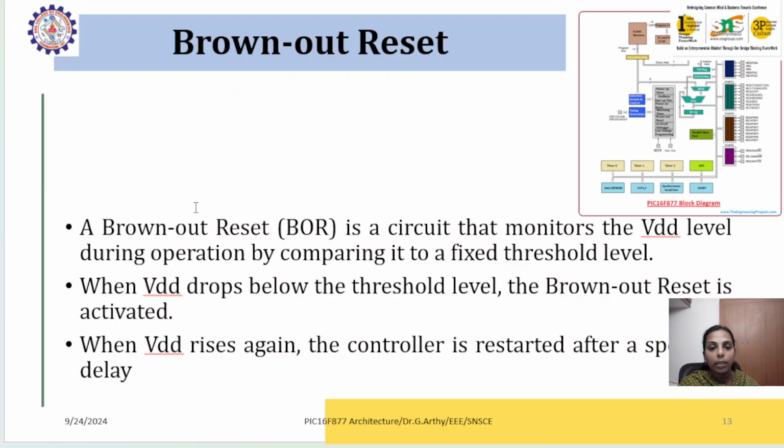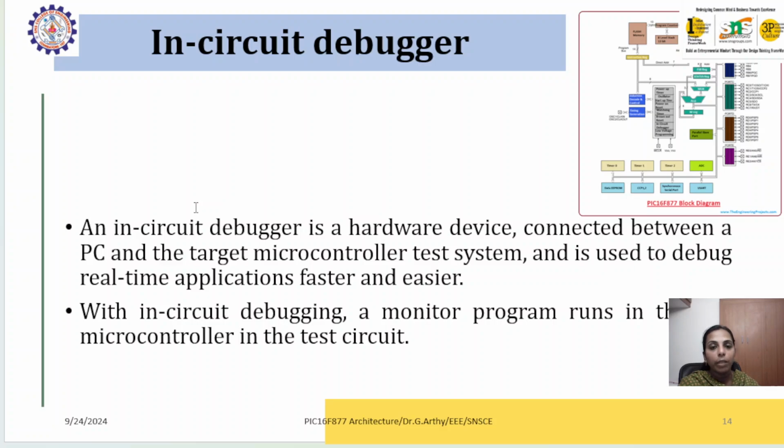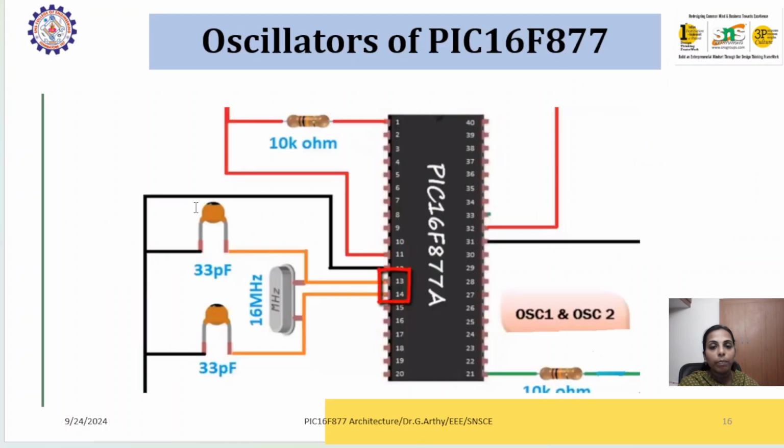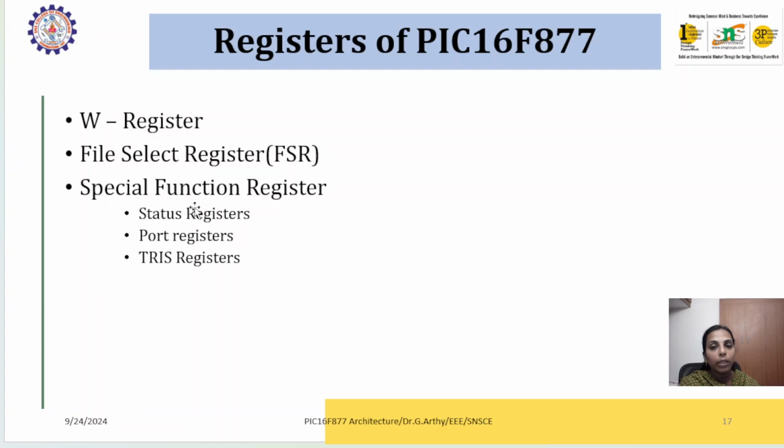Then brownout reset. Brownout reset is a circuit that monitors the VDD level during operation by comparing it to a fixed threshold value. Then we have the in-circuit debugger, which is a hardware device connected between the PC and the target microcontroller test system and is used to debug real-time applications faster and easier. Then we have low voltage programming, which allows the PIC flash MCUs to be programmed using the operating voltage of the device. Then we have the registers.